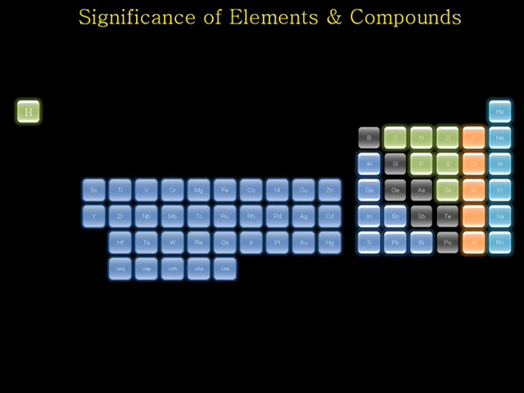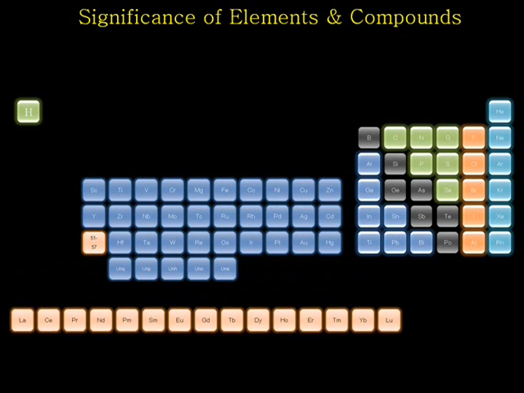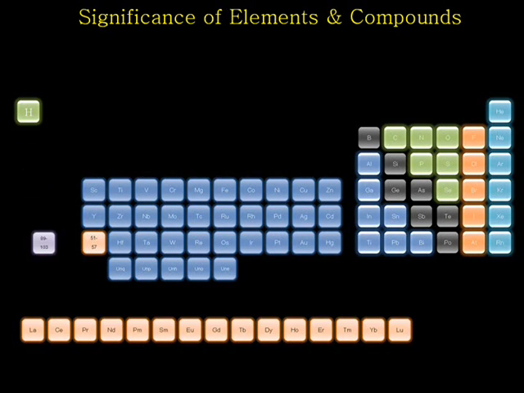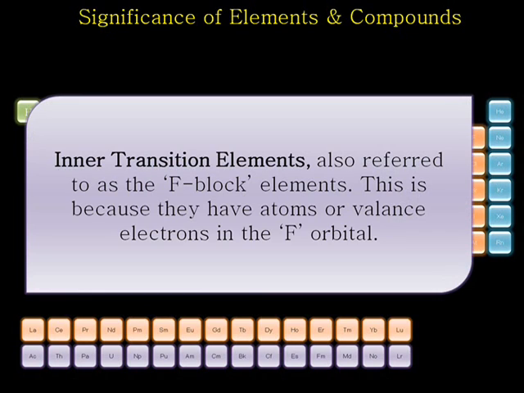Now moving further, we see two groups. The first group is known as the lanthanides and the second group is known as the actinides. Now these two groups are known as inner transition elements. These elements are also referred to as the F block elements. This is because they have atoms of valence electrons in the F orbital.